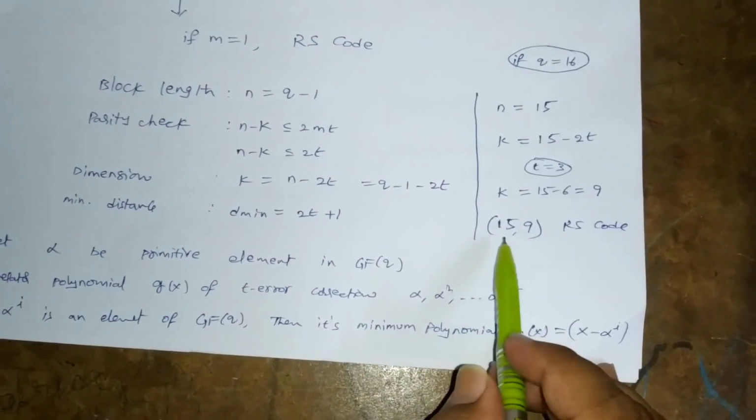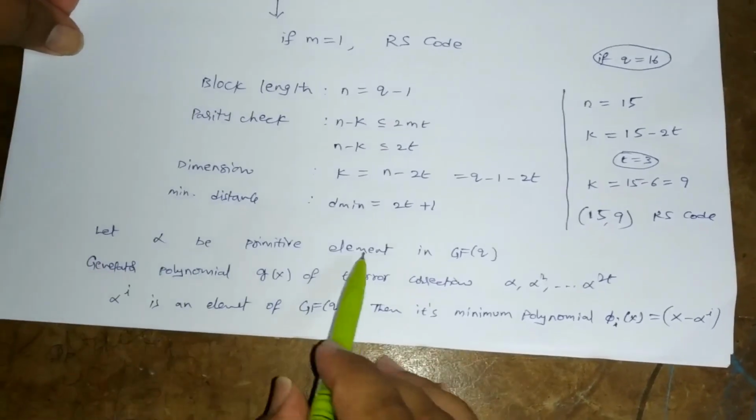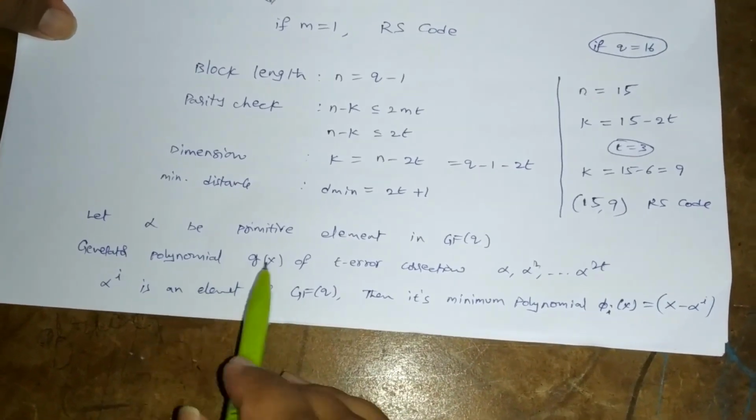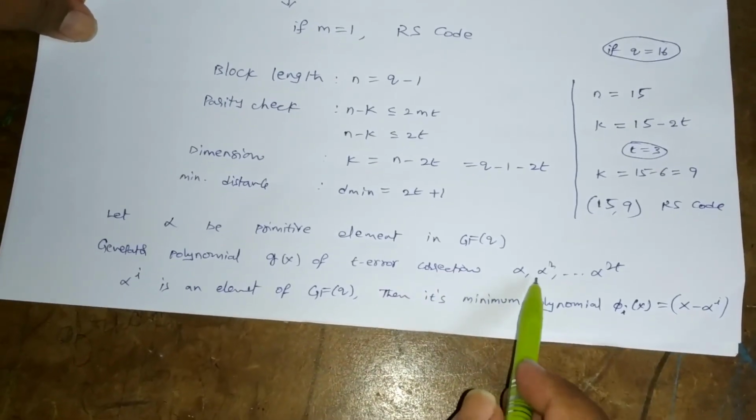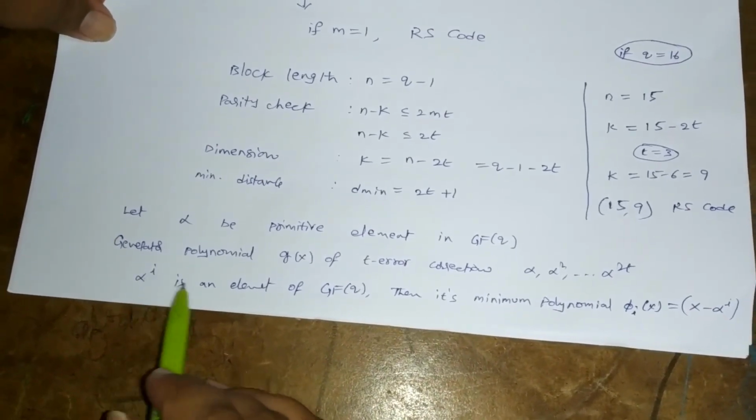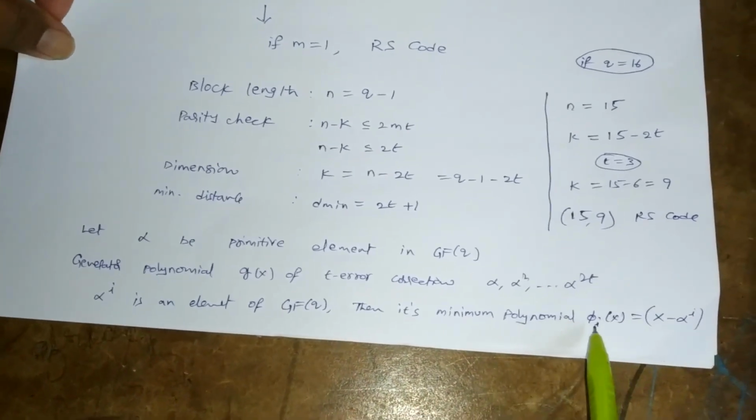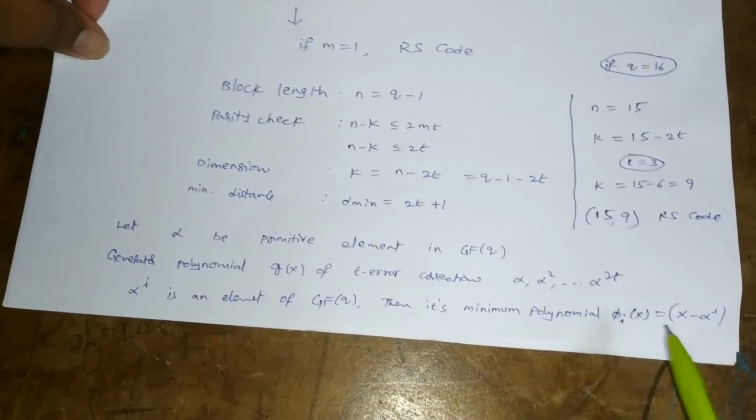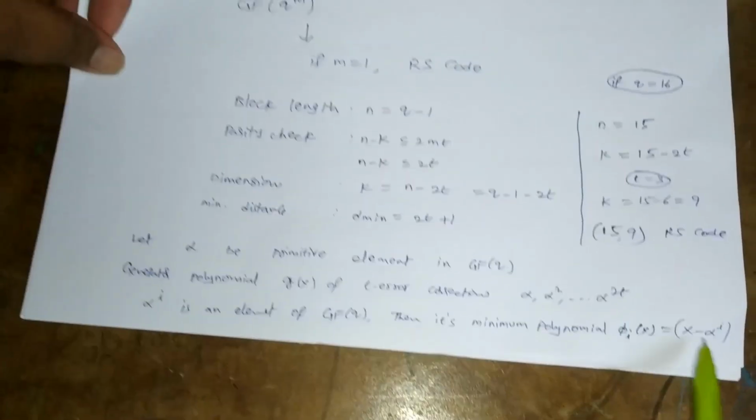After getting the dimension, 15 comma 9 RS code, now we have to start with encoding. For example, if alpha is the primitive element in GF of Q, we generate a polynomial G of X for T error correction. So for T errors we have to take the elements alpha, alpha square up to alpha power 2t. For any element alpha power I in GF of Q, its minimum polynomial phi I of x is equal to x minus alpha power I. Because it is the XOR operation, there is no negative element, so we treat it as x plus alpha power I.